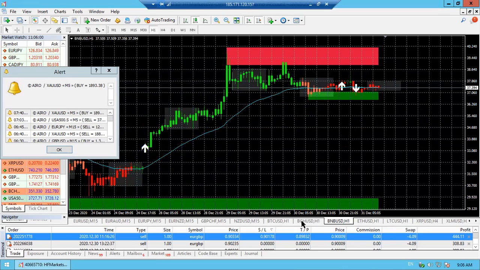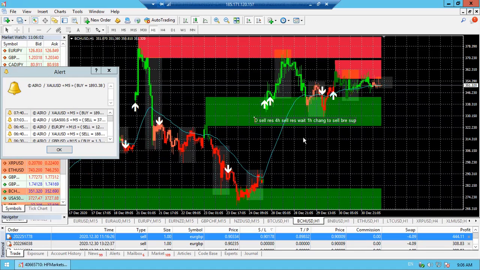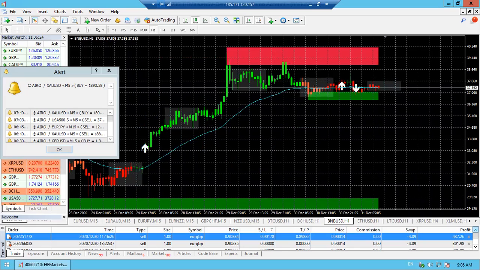So this is Bitcoin Cash. I'm still waiting for this break to happen. The break has not occurred yet. So the daily sell resistance, 4 hour sell resistance, with 1 hour changing to sell to break support. If you break this support, I'm in. This is what my eyes are on right now. This BNB trade is as good as anything you can call it.